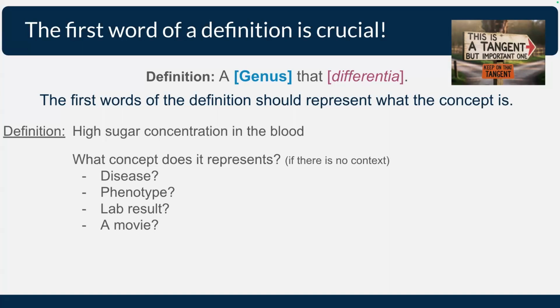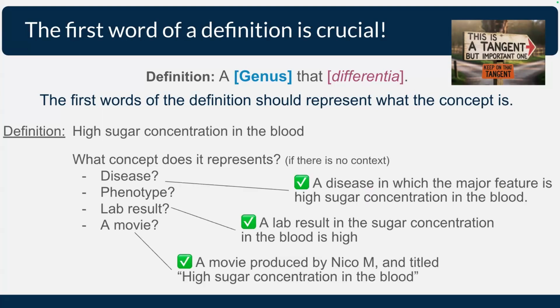So the first words of your definition need to be clearly saying what we're talking about, what the genus is. So if it's a disease, we can start the definition with "it is a disease that blah blah blah," or it doesn't have to be the word disease, but the first word should be a word of a disease concept. It should be a disease concept. Same way, if we are talking about a lab result, the first word should be referring to a lab result. Same way if it is referring to a movie or whatever. Just the first word needs to refer to the concept that is the genus.